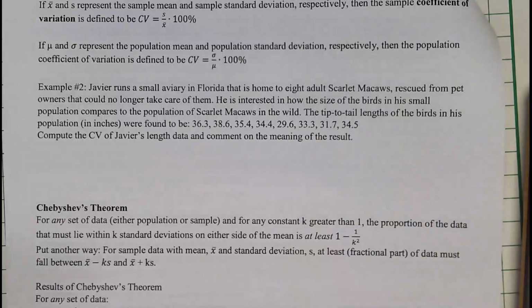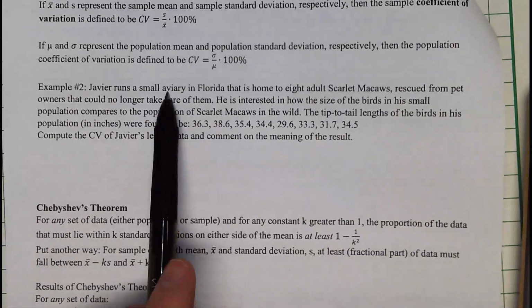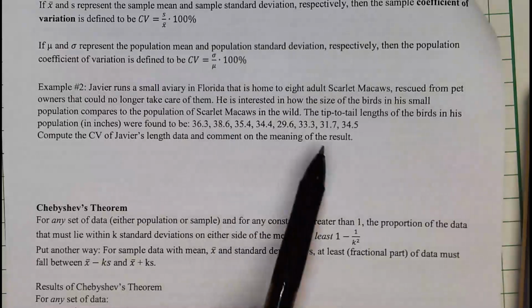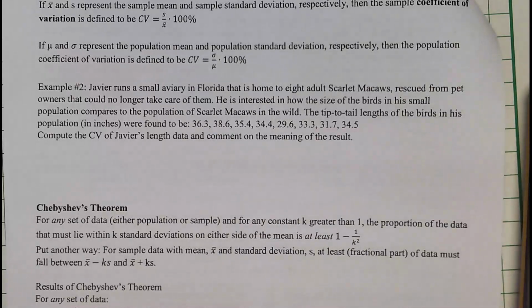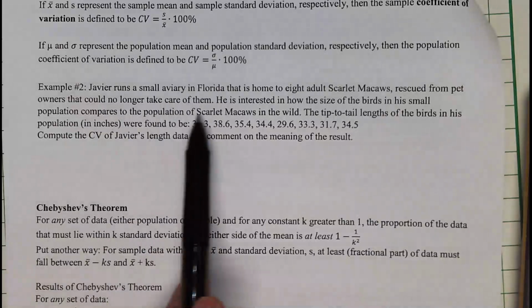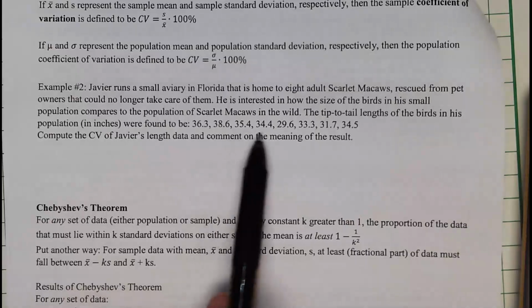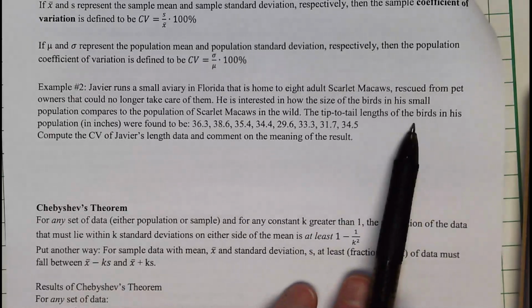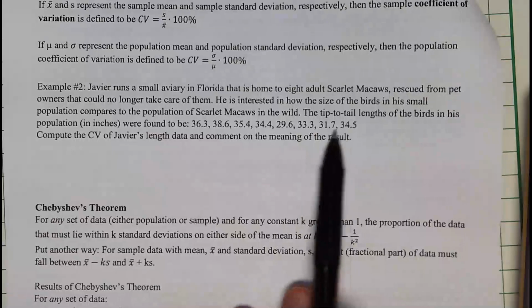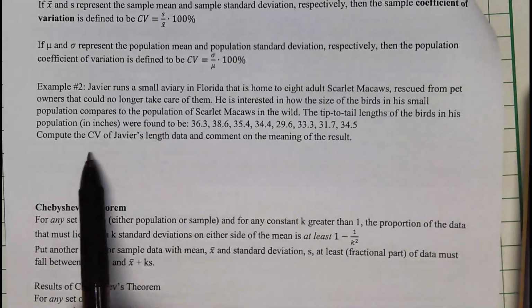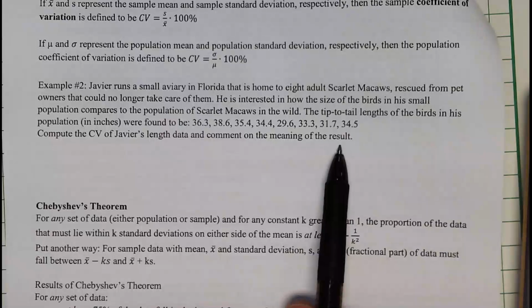So Javier runs a small aviary in Florida, I'm not sure how to say that, and it's home to 8 adult scarlet macaws rescued from pet owners that can no longer take care of them. He's interested in how the size of the birds compares to the populations of scarlet macaws in the wild. The tip to tail length of the birds were found to be, there's your lengths. Compute the CV for the length of the data and explain the meaning of your result.